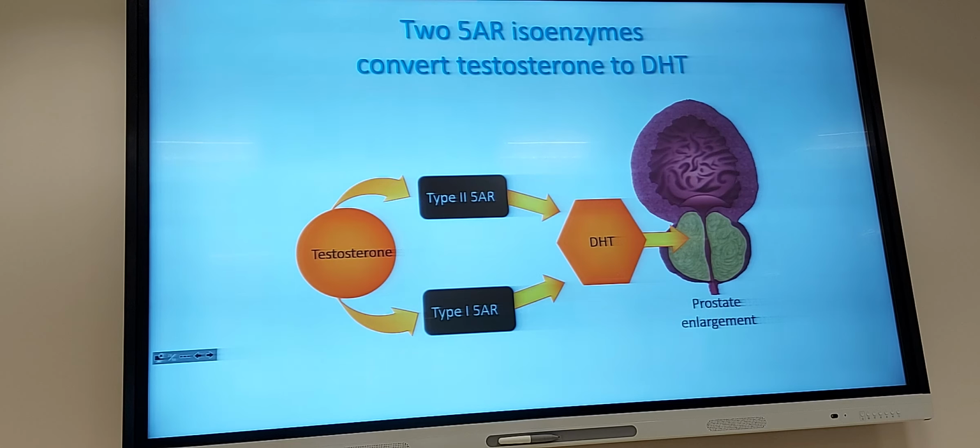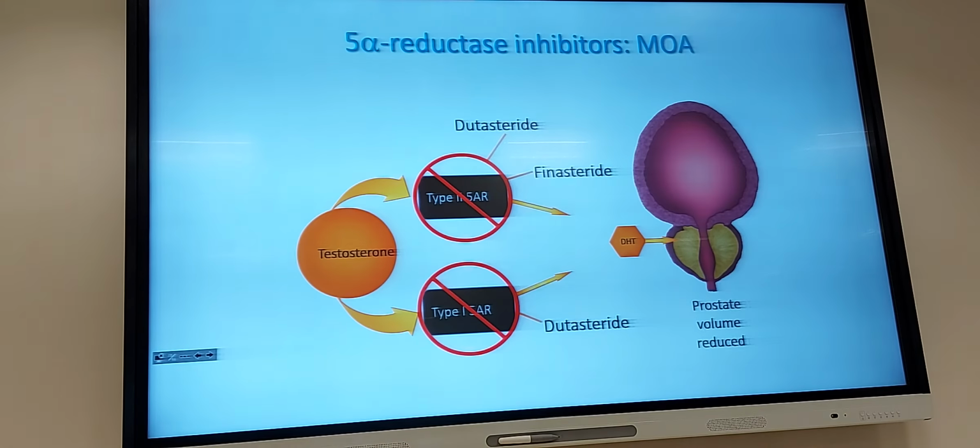Okay, this is just to show you 2 isoenzymes, both in the prostate, they convert testosterone to DHT and they lead to enlargement of the prostate. So if you block them, obviously DHT will be low and the prostate size will be low. So just for the mechanism of action, finasteride acts only on type 2 isoenzyme, while the dutasteride acts on both type 1 and type 2.